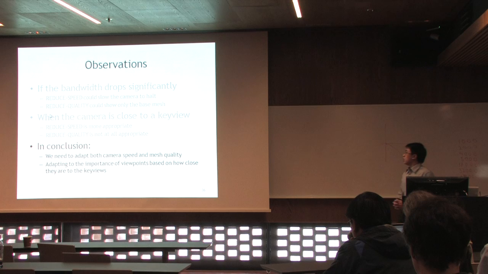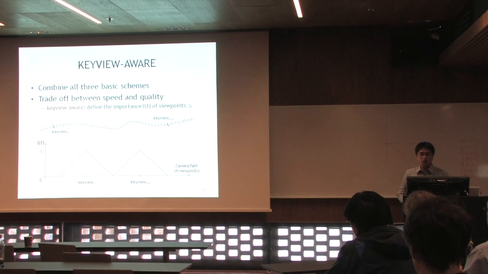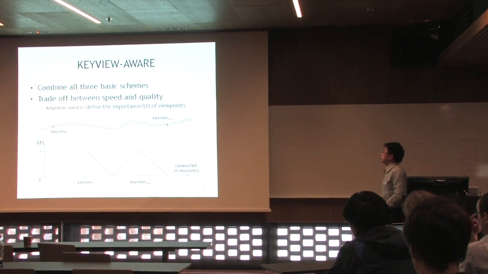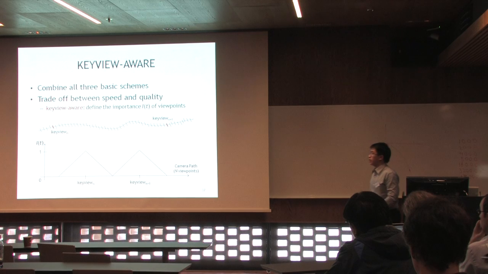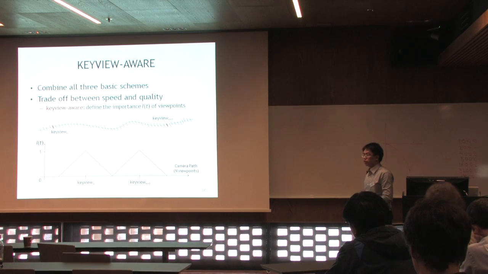In conclusion, we need to adapt both camera speed and mesh quality, adapting to the importance of viewpoints based on how close they are to the key views. So we designed a new key-view-aware scheme that combines all three basic schemes and trades off between speed and quality. First, we need to define the importance of key views.